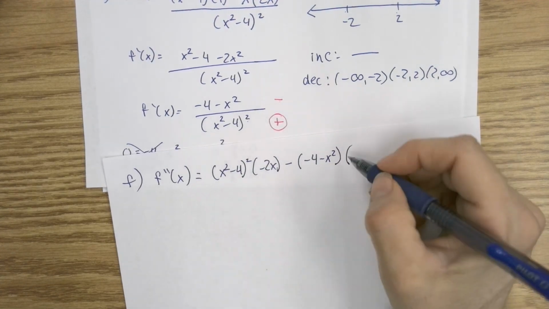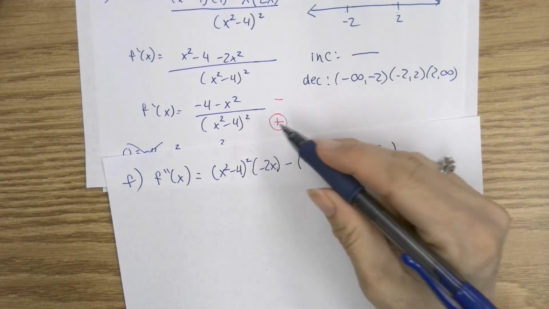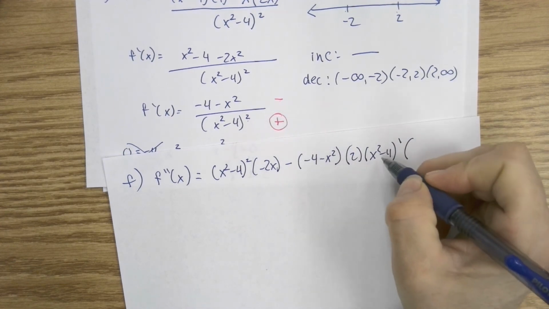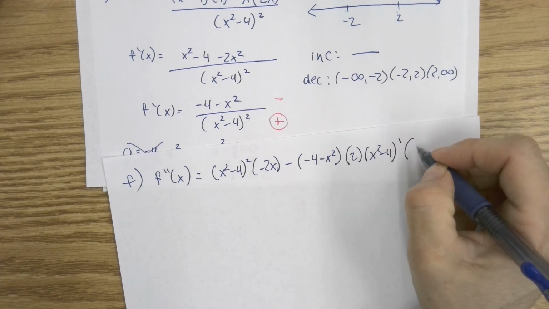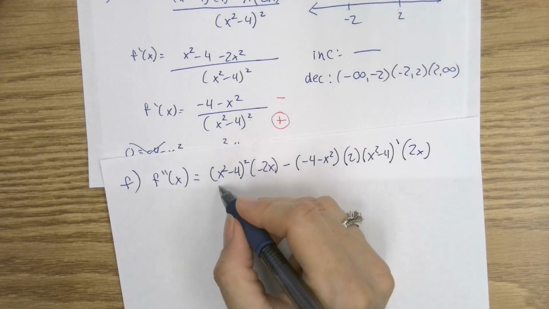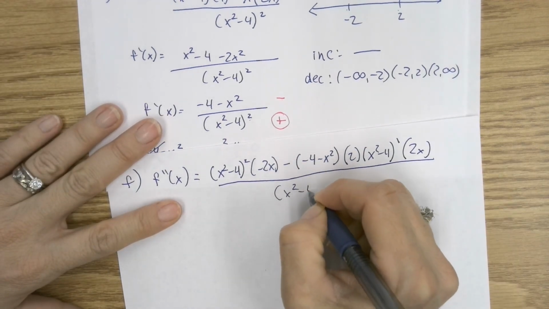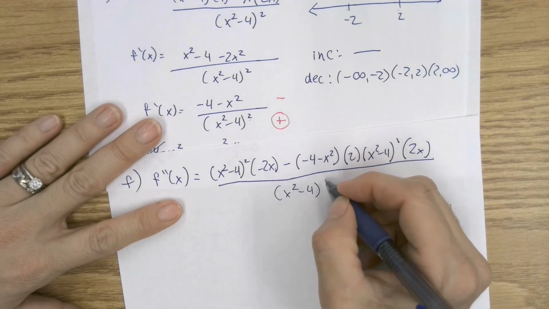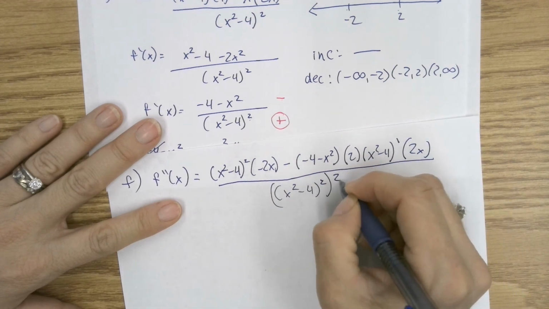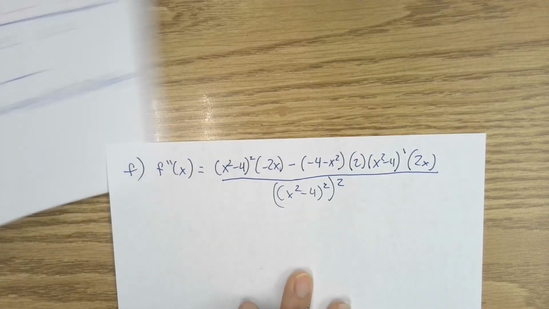D low. So my 2 comes to the front. My x squared minus 4 carries down. Power drops down to a 1. Don't forget your chain rule. So times x squared minus 4, times the derivative of x squared minus 4, which is 2x. And this is all over x squared minus 4 squared, quantity squared. Okay, so I'm going to clean this up.